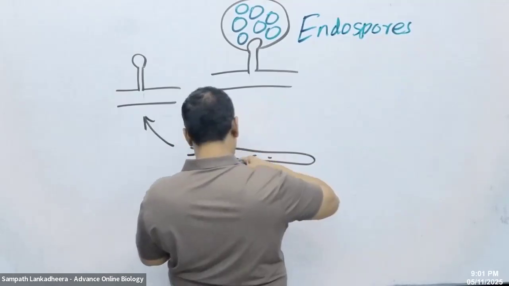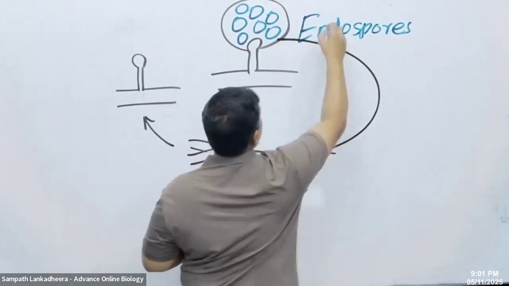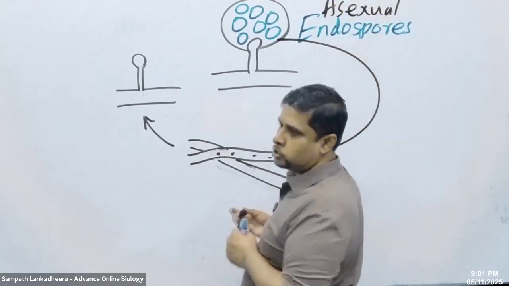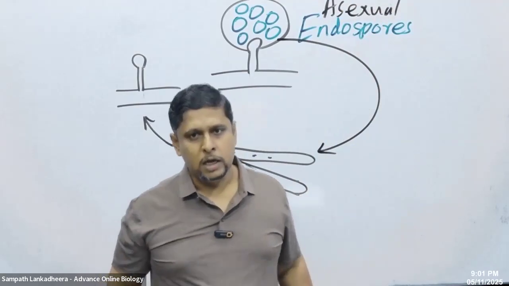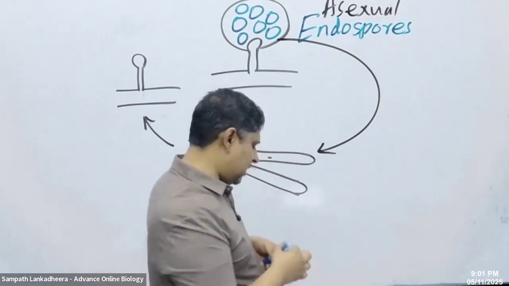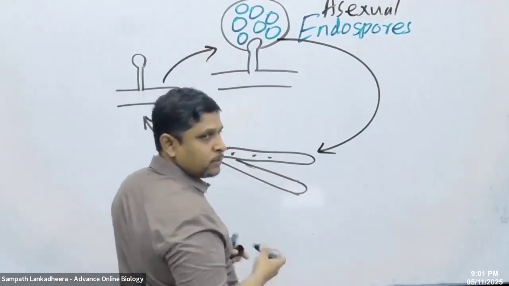These endospores are asexual and they can grow here. So asexual endospores are produced by Zygomycota. That's the very simple asexual reproduction process.